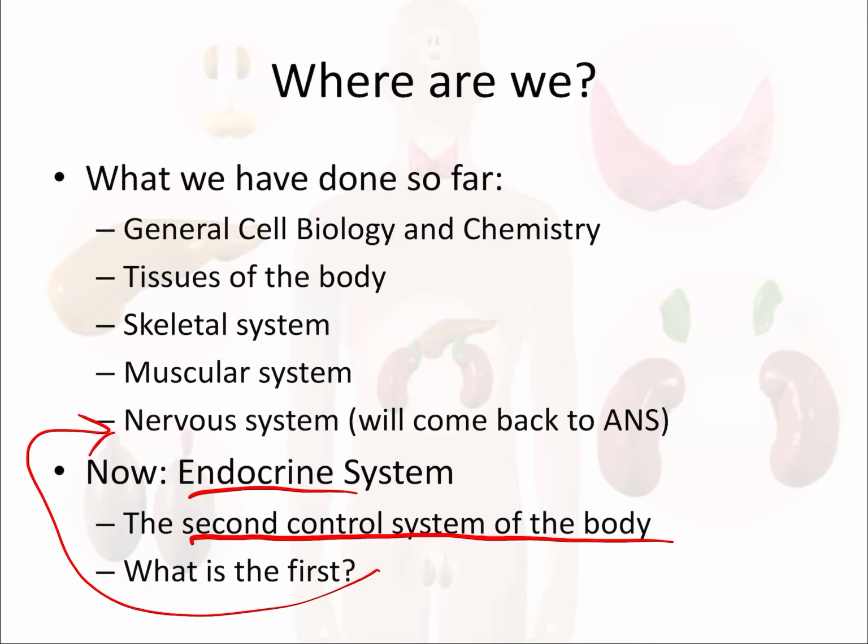So we'll start with this. Just a look at where we've been so far, all the way starting back last fall to where we're at now. We started out with a little general cell biology and chemistry, got into the histology stuff. Then we jumped into our systems, so skeletal system, muscular system, and nervous system. We picked up the nervous system again this semester, and we just wrapped it up. We will come back to it shortly with our next TBL day, which is based on the autonomic nervous system. Now we're jumping into the endocrine system, which is known as the second control system of the body, because the first is the nervous system.